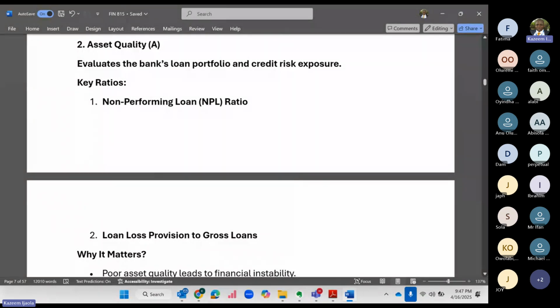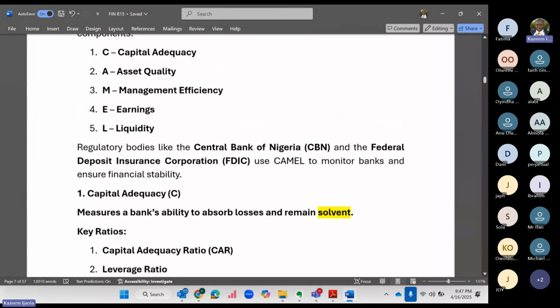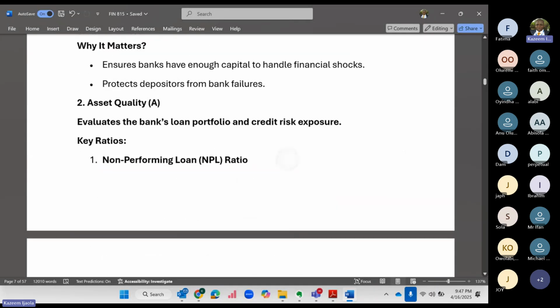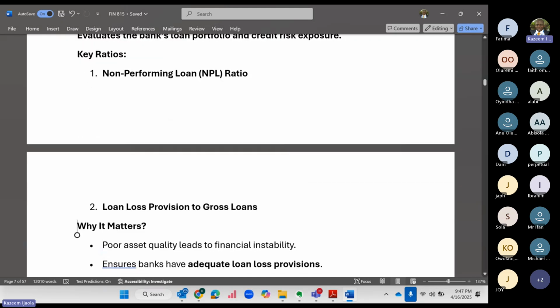Then the next one, the A in CAMEL. C is for capital adequacy. A is asset quality. So this asset quality is measured by testing your non-performing loan ratio. If your non-performing loan ratio is very low, that implies that your asset quality is high. That's good news. But if your non-performing loan ratio is high, that means that most of your debts are about to become bad debts. That's not a good sign for your company.